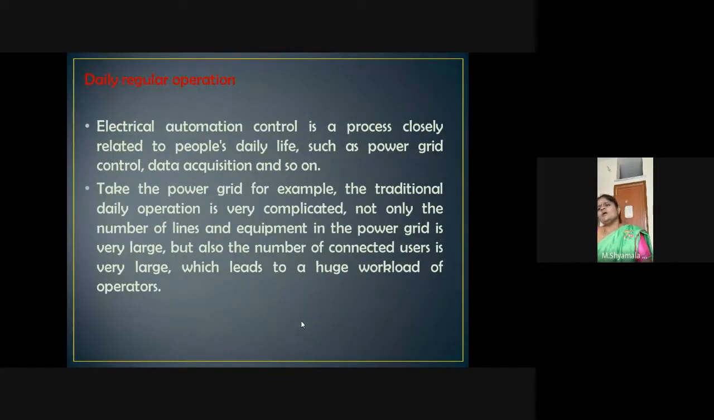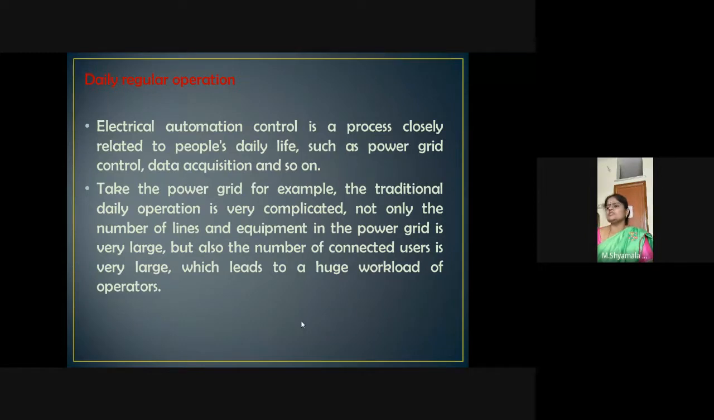So daily regular operation. In this case, electrical automation control is a process closely related to people's daily life, such as power grid control, data acquisition, and so on. Take a power grid as an example.